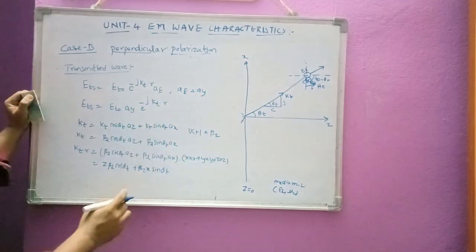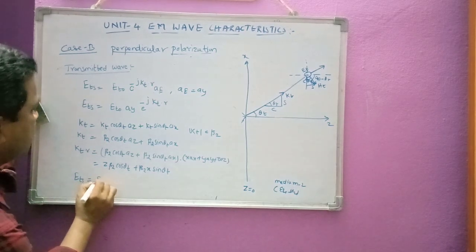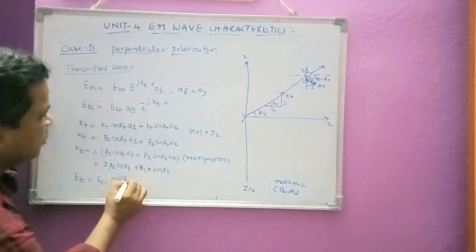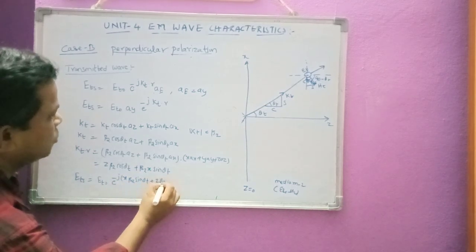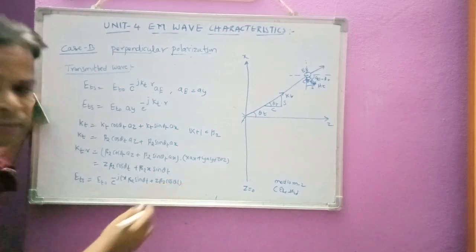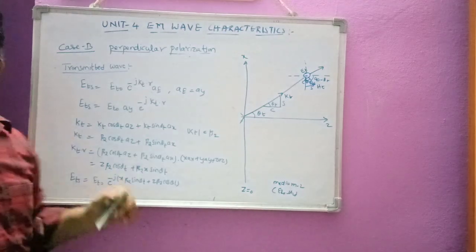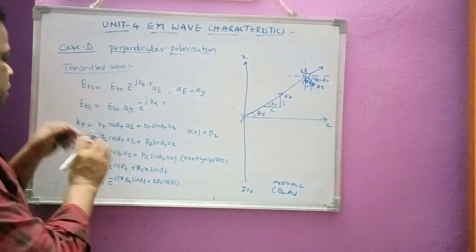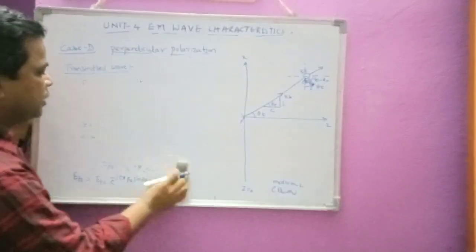Now I can write the final expression for this one. ETS is equal to ET naught into e power minus j beta 2 x sin theta t plus beta 2 z cos theta t. Now this is the final expression for ETS. Now I will derive the equation for the magnetic field.